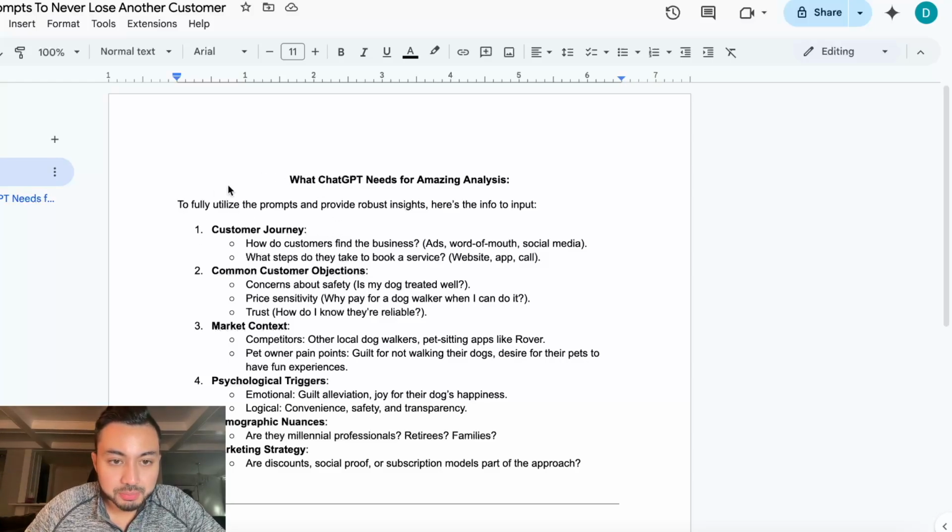So the first one's going to be the customer journey. How do the customers find you? What steps do they take to book a service, book a call, etc.? What are their common objections? The context of the market. Who are your competitors? What are your customers' pain points? What are their psychological triggers? What are their demographics? And then what's your marketing strategy? And just use ChatGPT to help you fill this out if need be. And then give it any other context on your business that you feel would be suitable.